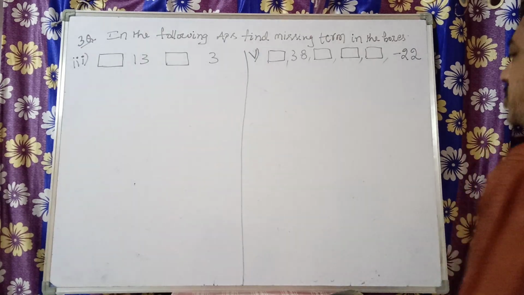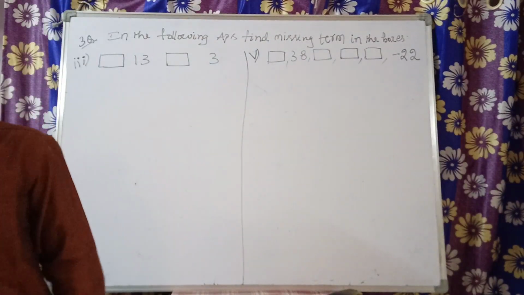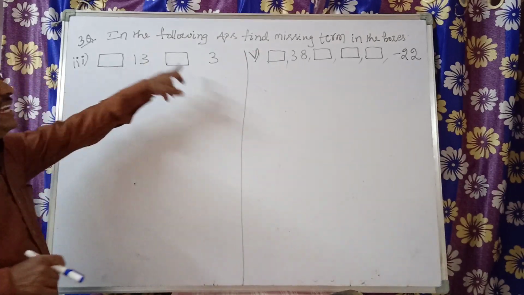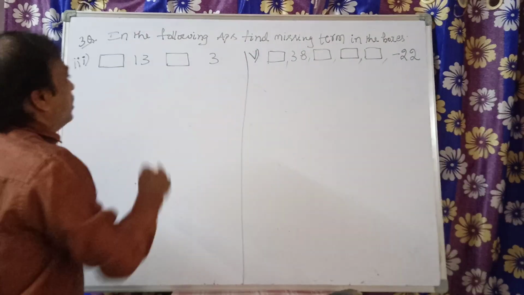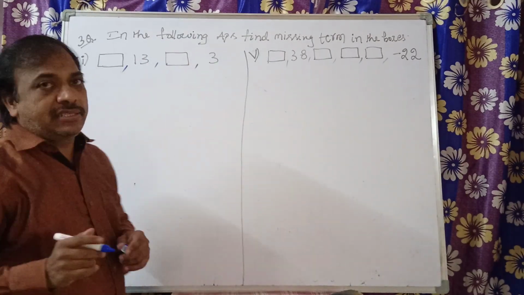Now we see the third question from the same exercise. In the following APs, find the missing terms in the boxes. Means these are in AP, you have to find out the missing terms in the boxes.